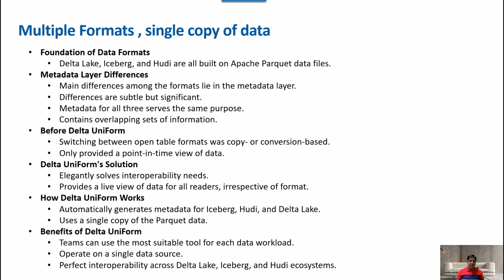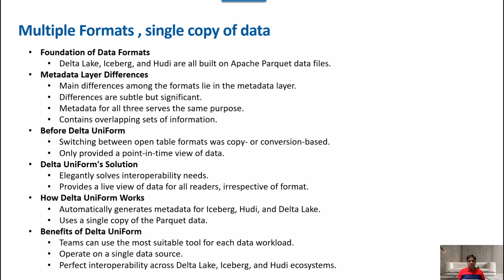But with the help of Delta UniForm, it actually solves the interoperability puzzle. It provides a live view of the data for all readers, whether it is an Apache Hudi reader, an Iceberg reader, or a Delta Lake reader, irrespective of which format you are using. How does this UniForm format work? It works by automatically generating the metadata for Iceberg, Hudi and Delta Lake, and it uses a single copy of the data. On top of it, it uses the metadata to understand these formats.